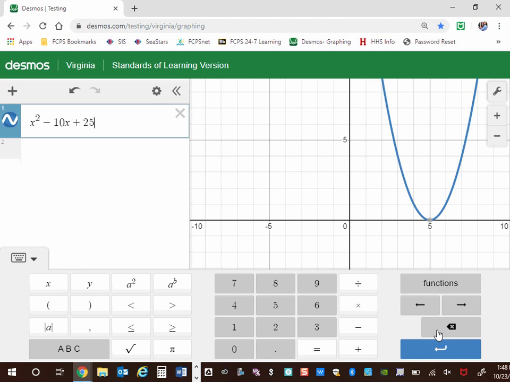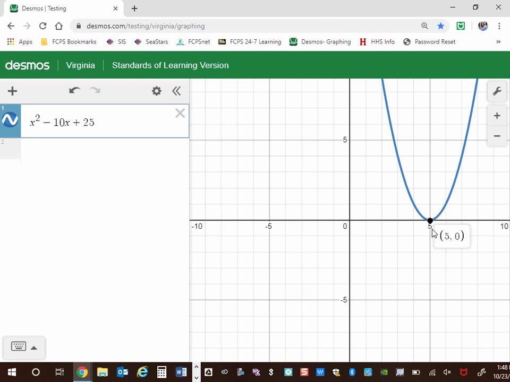I guess for you guys, it's better to not put the equal to 0. Just leave it as it is. So just type in x squared minus 10x plus 25. So then we can see my x-intercept is what?